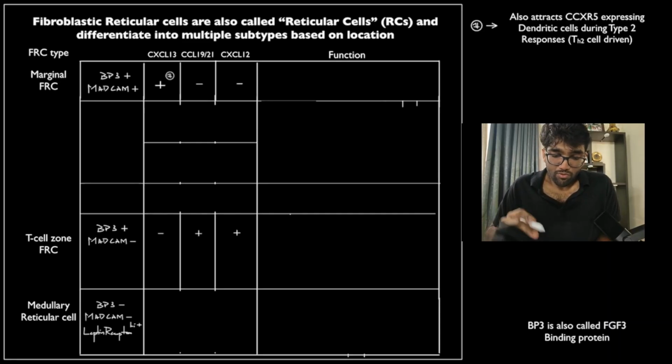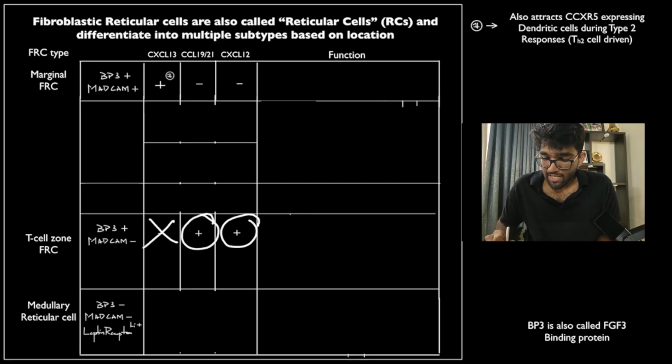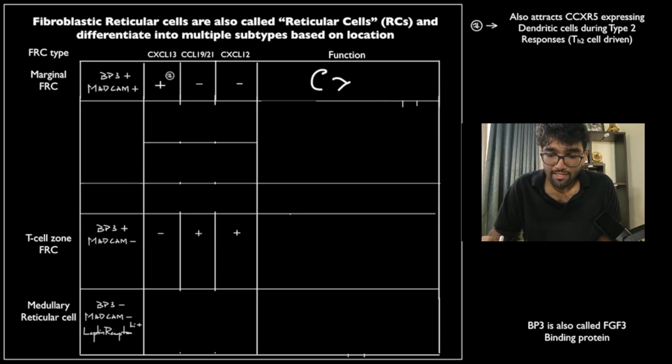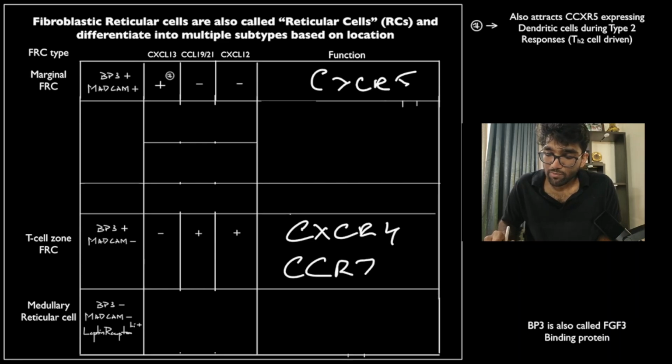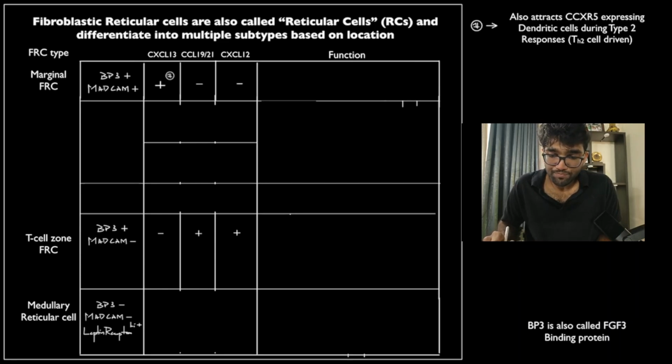Now T cell zone FRCs express CCL19 and 21, and they express CXCL12, but they do not express CXCL13. So naturally, what will end up happening is all cells that express CXCR5 are going to get attracted towards the marginal FRCs in the subcapsular sinus, and all cells that express CXCR4 and CCR7 are going to be attracted towards the middle.